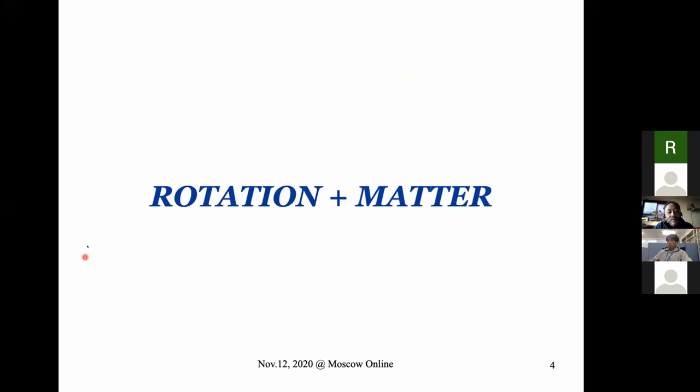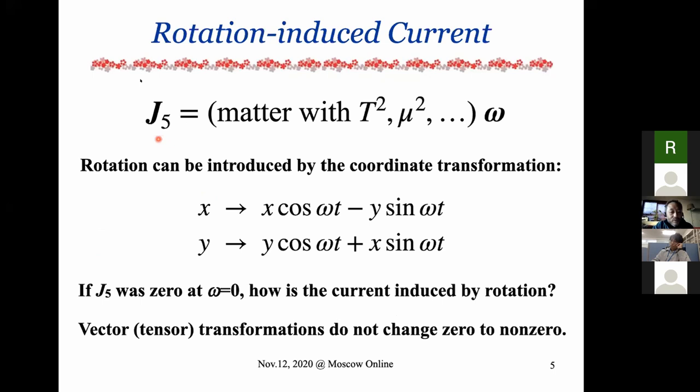The first topic is rotation plus matter. During this workshop we have already seen many times this kind of formula, which is the chiral vortical effect. Some axial current is induced by the presence of matter, typically a term proportional to T squared or mu squared times the angular velocity, omega. From the technical point of view, you can compute this kind of current by changing to the rotating frame or performing a coordinate transformation.